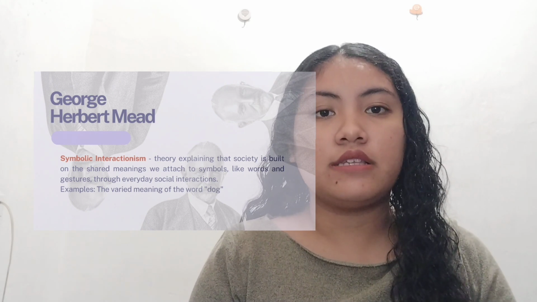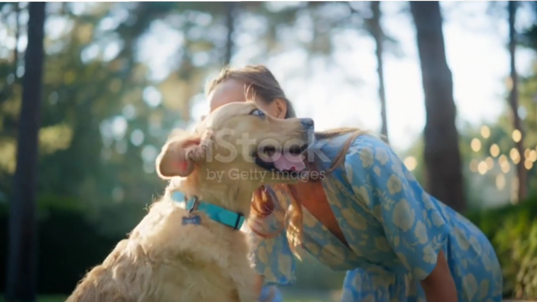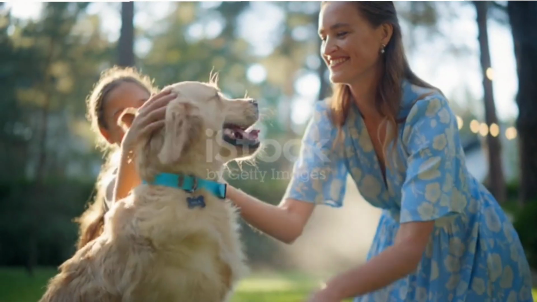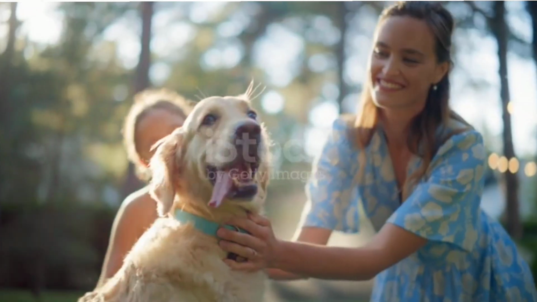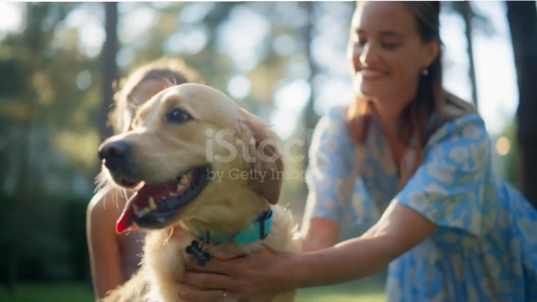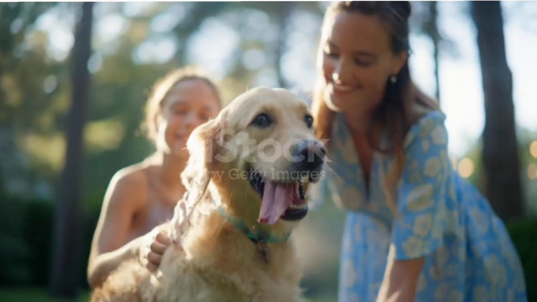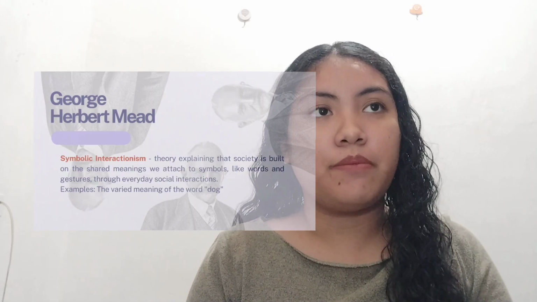An example to this is the varied meaning of the word dog. The D, O, and G are simply just letters, but when put together, the word dog is created, which means a furry creature that barks, or a symbol of friendship and loyalty. Another example is nodding. It is a sign of approval, but for some other cultures, like in Syria, Greece, and Turkey, it means disapproval.